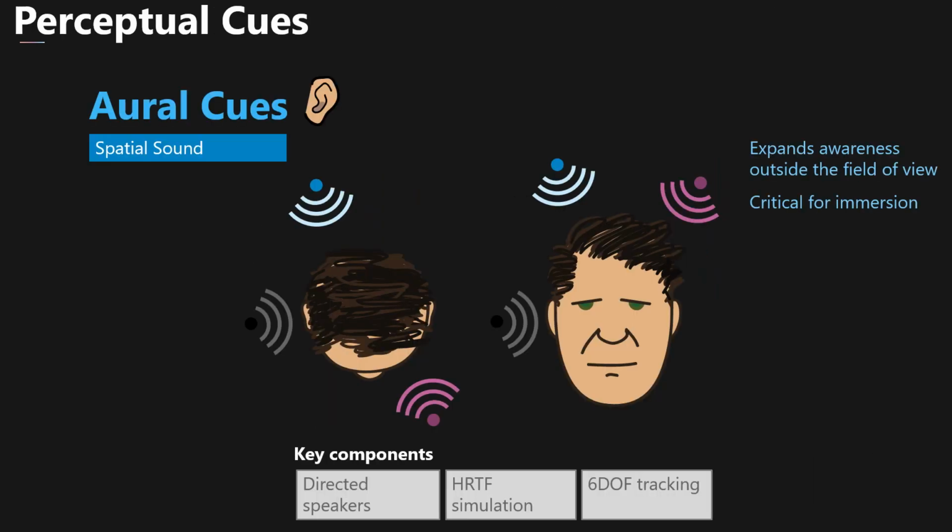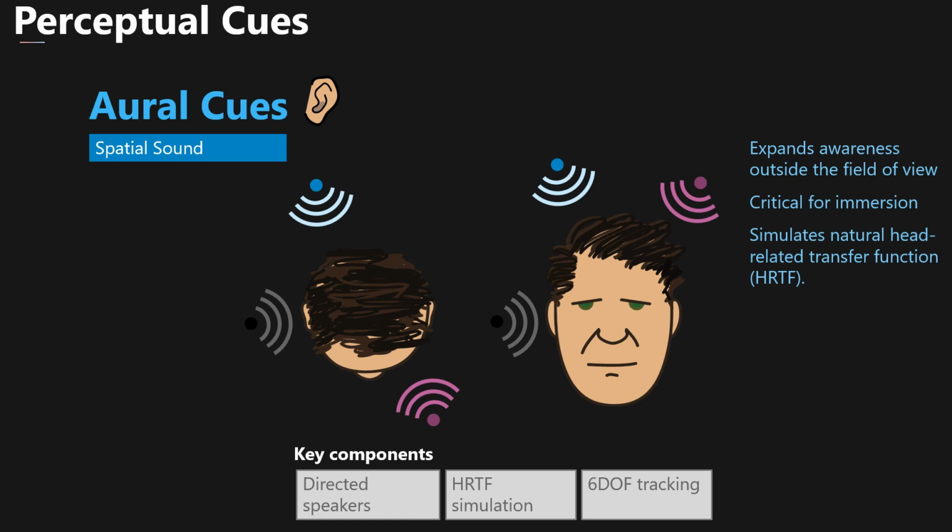Returning to our discussion of perceptual cues, our sense of hearing is central to maintaining awareness of our surroundings, especially outside our field of view. It's also important for processes like material perception, but for now, let's concentrate on how we can use sound to expand awareness of digital content all around the user. So let's wrap up with spatial sound, which refers to the set of aural cues that indicate distance and direction.